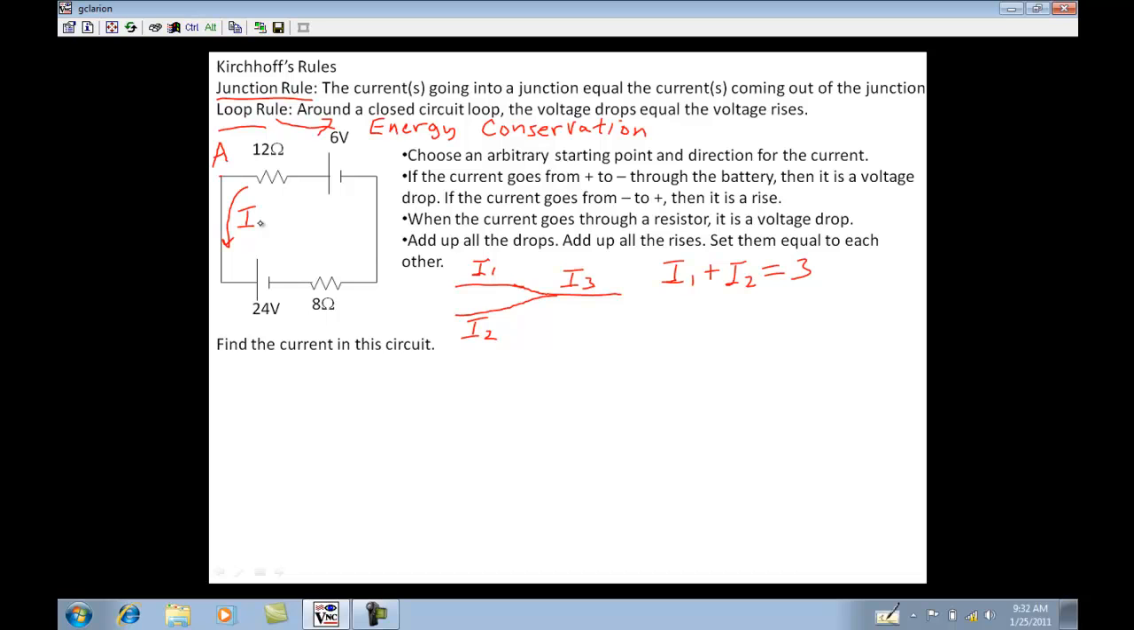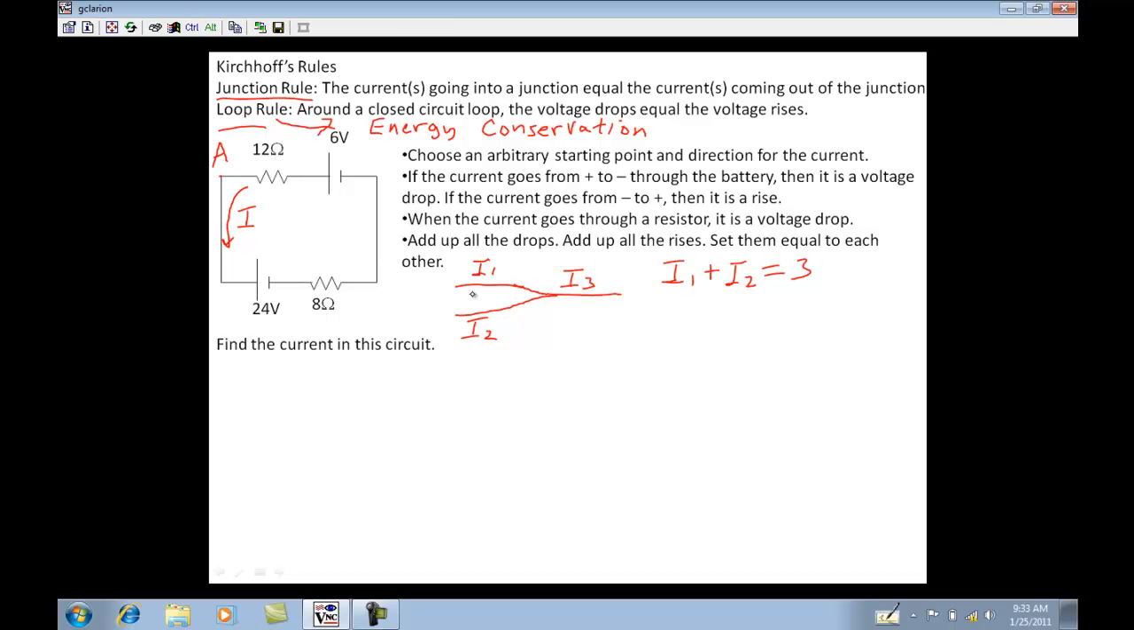So I have no idea what direction the current is actually going or what its value is. But I have to choose one because I just don't have any idea. So I'm going to choose that direction. It says if the current goes from positive to negative through the battery, then it is a voltage drop. If the current goes from negative to positive, then it is a rise. When the current goes through a resistor, it's a voltage drop. So what we have to do is add up all the drops and add up all the rises and set them equal to each other.